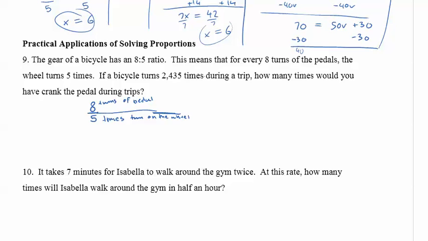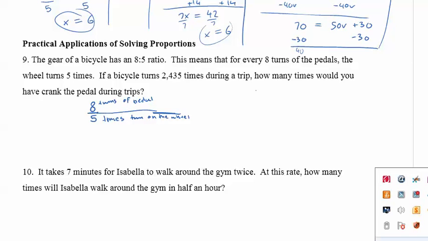You don't have to write this all out, but it's nice to know what the 8 is saying and what the 5 is saying. So the 8 is saying 8 turns of the pedal. For every 8 times you turn the pedal, the wheel will turn 5 times.